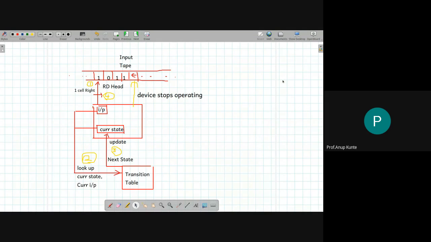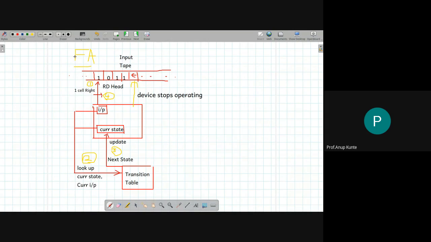The mathematical definition. So this was the organization of my FA, I should not say DFA, I should say FA. This is the organization of an FA without output, and this is how it works.